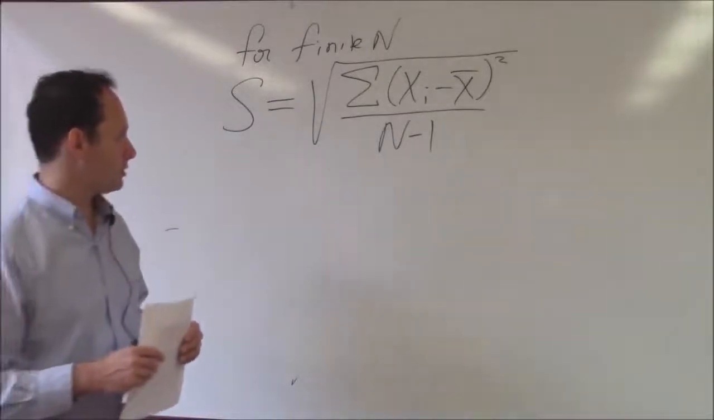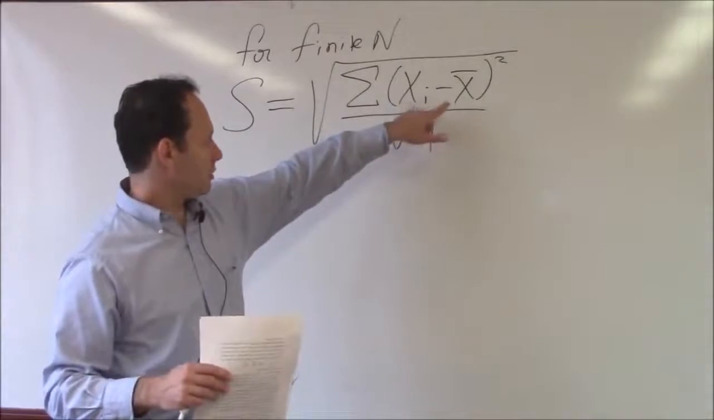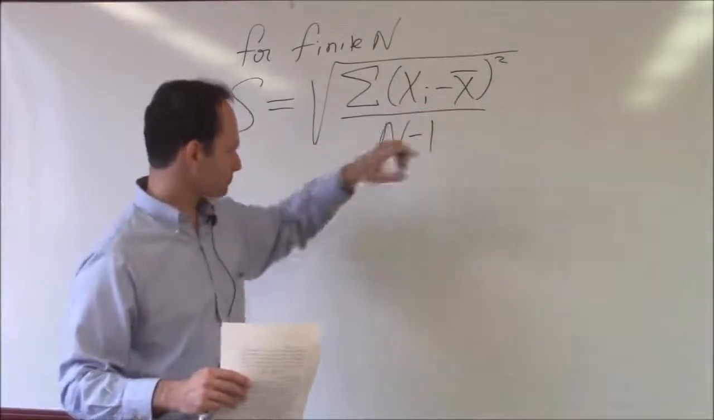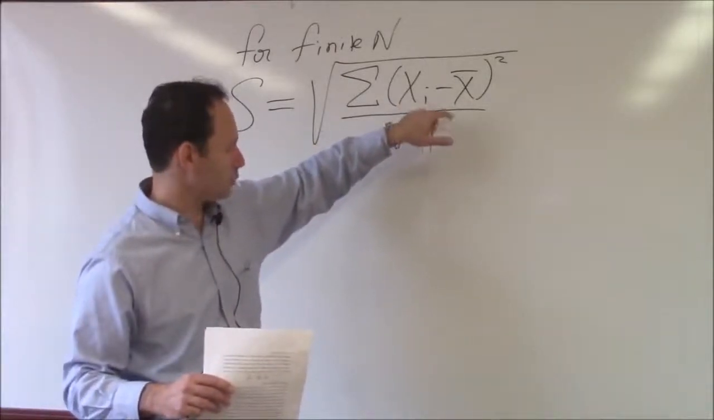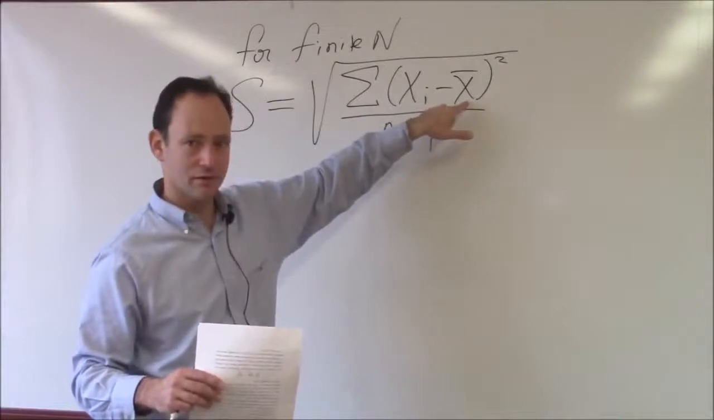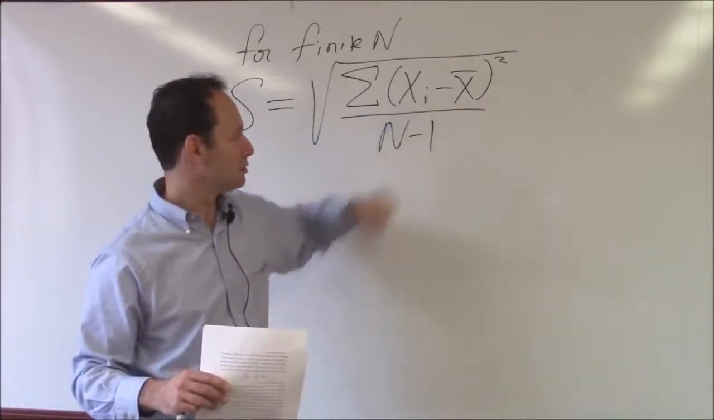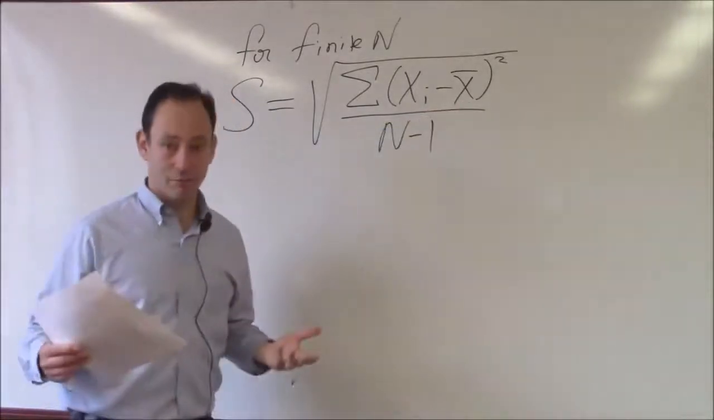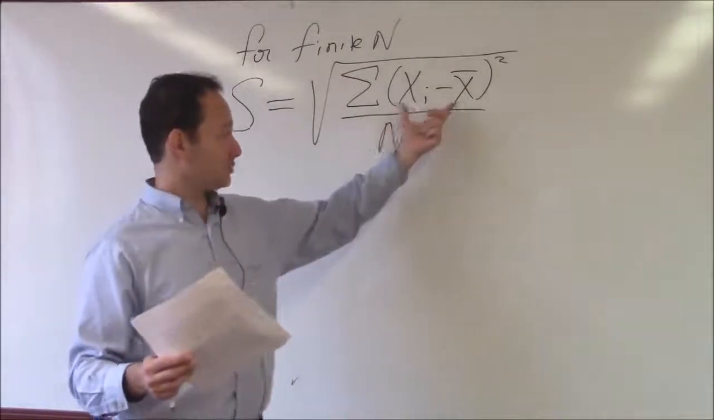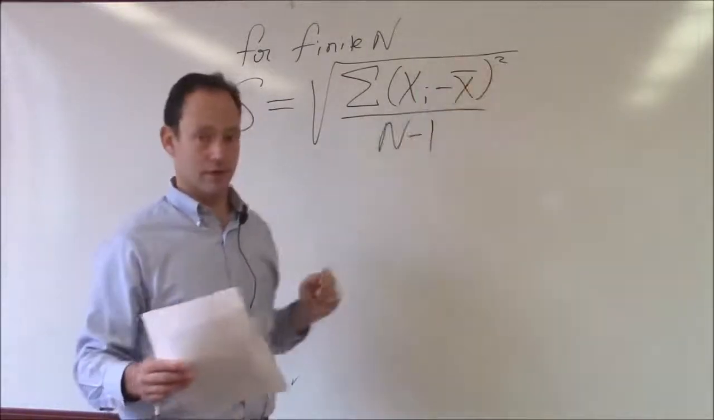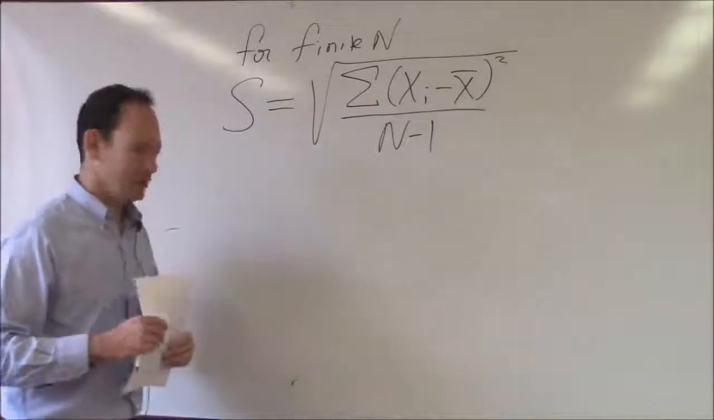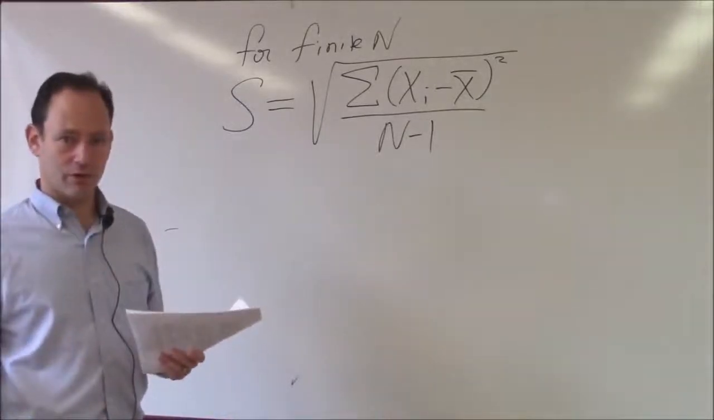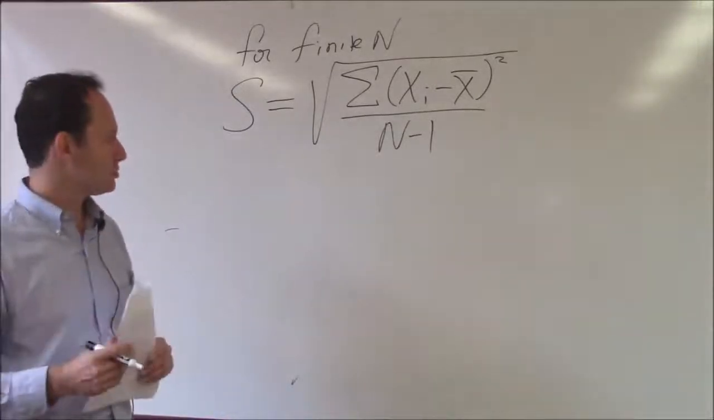Now let me explain this. So we're summing up the difference between each point and the mean. Well, if you sum that up, you get 0. What we're summing up is the square of that. You see the square? And that's important. It also means it doesn't matter whether you're above or below the mean, just how far.